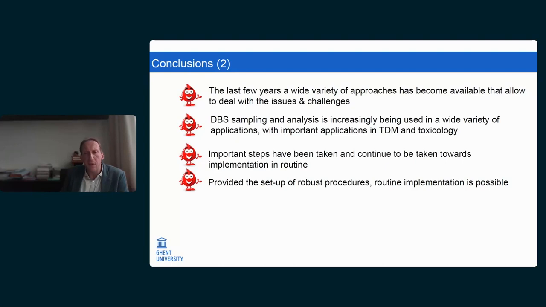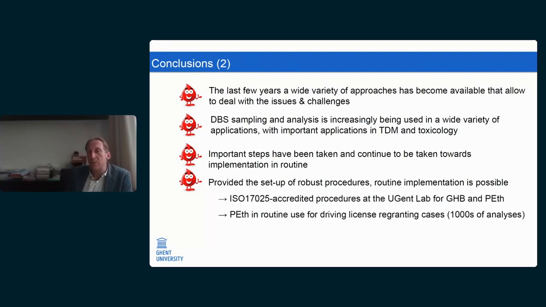For instance, if I just take in the context of my lab, we've set up robust procedures and have routinely implemented this. For instance, we have an ISO-accredited procedure for drug of abuse, for GHB, but also for alcohol marker phosphatidylethanol. And for instance, this phosphatidylethanol determination, we have it in routine use for driving license regrouting cases. So we get samples from all over Belgium, but also actually from abroad, dry blood microsamples, and we do currently thousands of these analyses on a yearly basis.